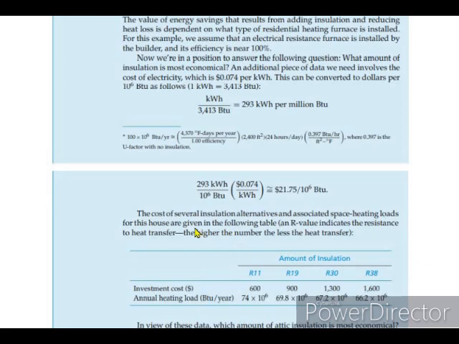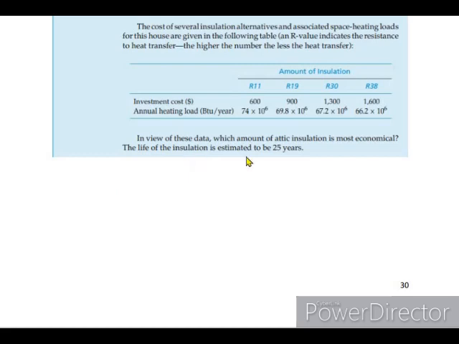So the cost of several insulation alternatives and associated space heating loads for this house are given in the following table. An R value indicates the resistance to heat transfer. The higher the number, the less the heat transfer, because it is resistance. So in view of this data, which amount of attic insulation is most economical? The life of the insulation is estimated to be 25 years.